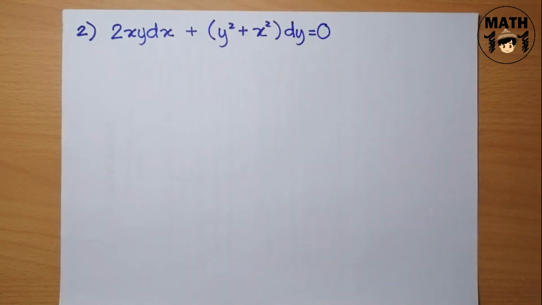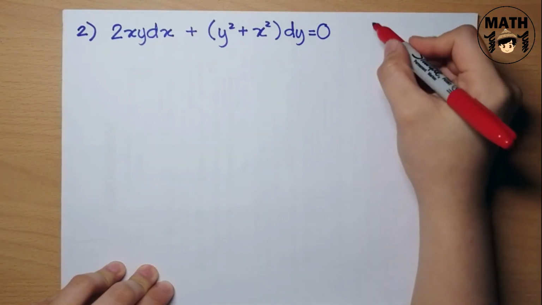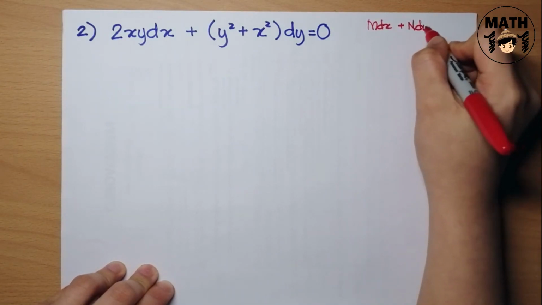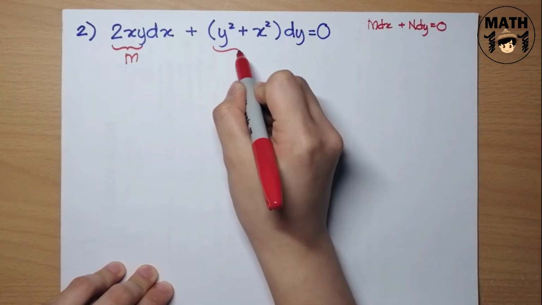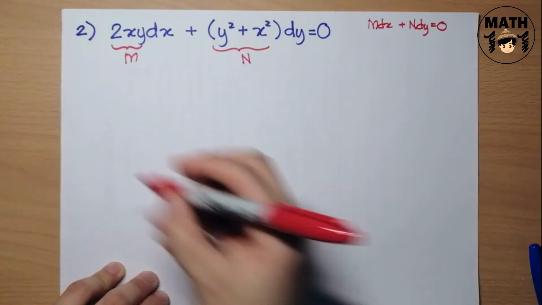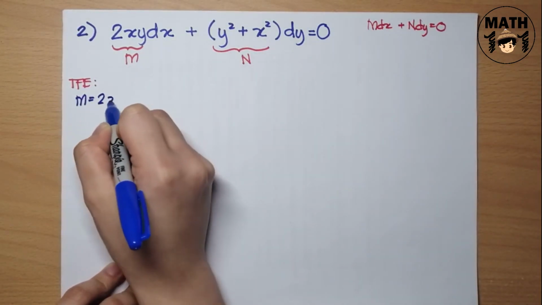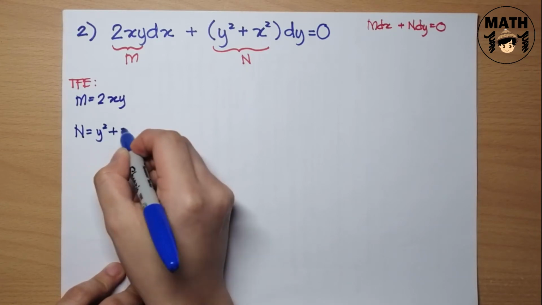Problem number 2, let's try to solve for the general solution of this differential equation, 2xy dx plus quantity y squared plus x squared dy equals 0. Ang format niya ulit ngayon is m dx plus n dy equals 0. Meaning, we set this as m and these terms as n. First step is to check kung siya ba ay exact. M is equal to 2xy and n is equal to y squared plus x squared.